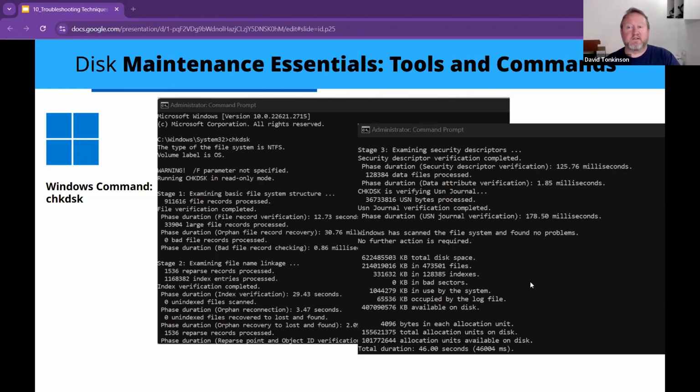What the /f does is it makes sure it marks those. So it says these are bad sectors. Do not write any data to here because they failed before. And that means you do not have any read-write errors. Any questions about the chkdsk command?